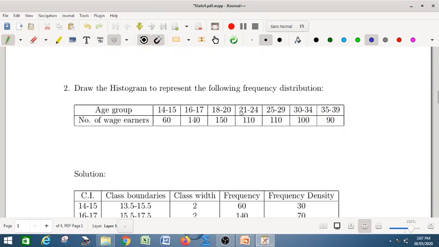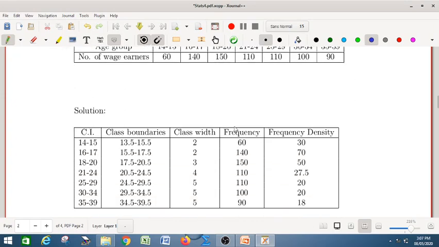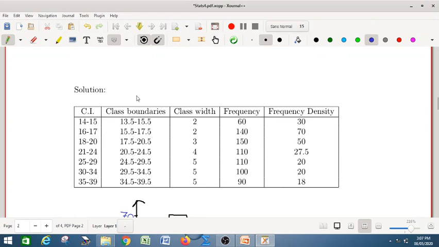Now let us see another example where the width is not equal. In the frequency distribution, 14 to 15 has width 1, 16 to 17 has width 1, but 18 to 20 has width 2, and 21 to 24 has width 3. So you have data with unequal width. In this case, you have to calculate the class boundaries. You know d equals 0.5: 0.5 has to be subtracted from the lower limit and 0.5 added to the upper limit. This is how you calculate the class boundaries. The class widths are calculated as 2, 2, 3, 3, etc.